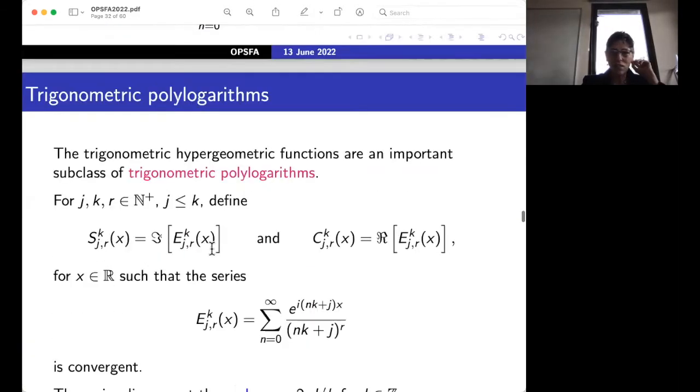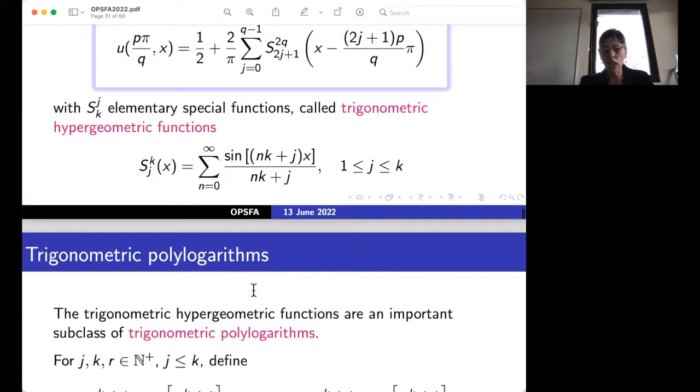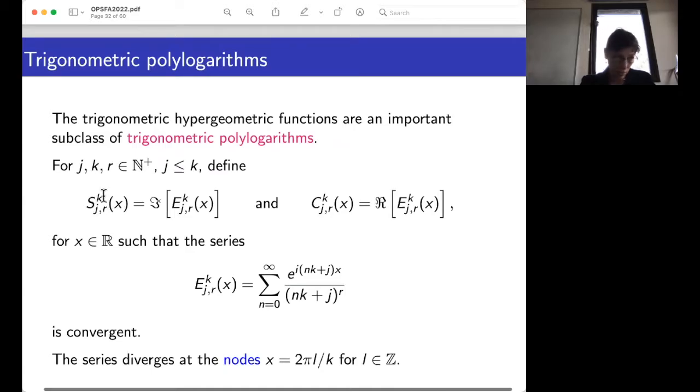Okay, so let me just spend a couple of slides on this special function. These trigonometric hypergeometric functions are just a subclass of the so-called trigonometric polylogarithms. I am not really much into special functions myself, but it was quite startling to see something well-known appear here. So that's the definition. What we have is this SJK. In general, they are defined for three parameters, J, K and R, and are just the imaginary part of this trigonometric polylogarithm for the case that R is 1. This is defined for all x's for which this series is convergent, which is all x's except these nodes, which are just rational multiples of 2 pi.